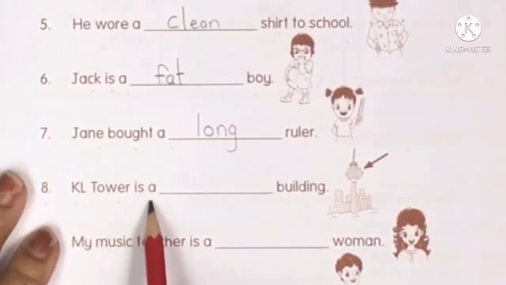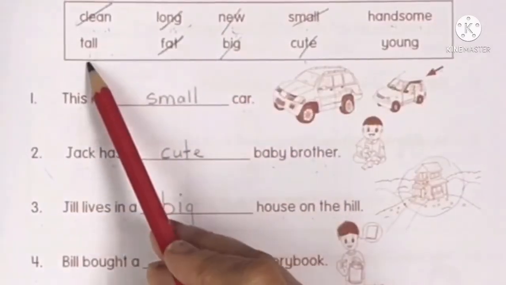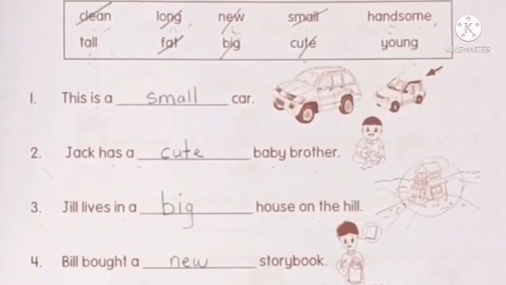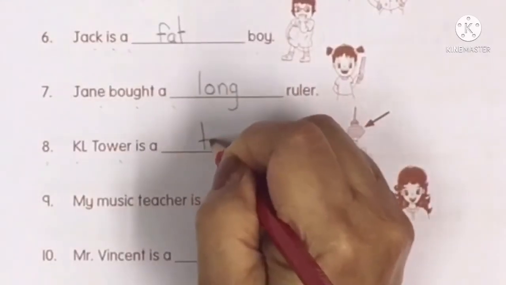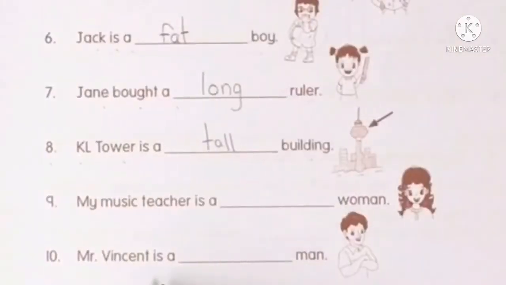Number 8. KL Tower is a building. What kind of a building? Is it tall, handsome, or young? Tall. A building cannot be handsome. So it's a tall building.